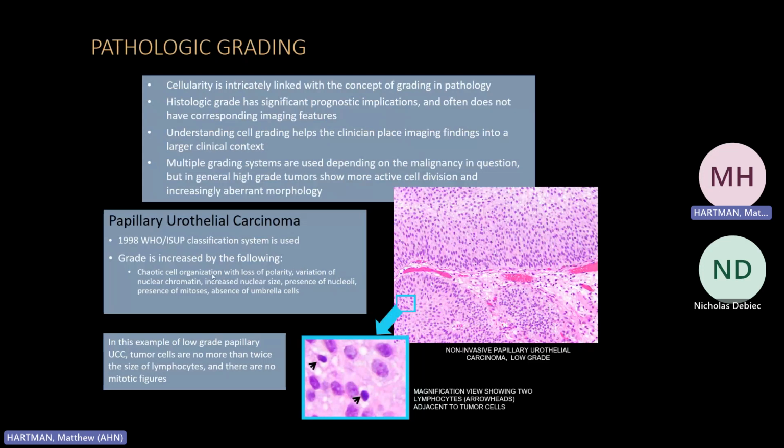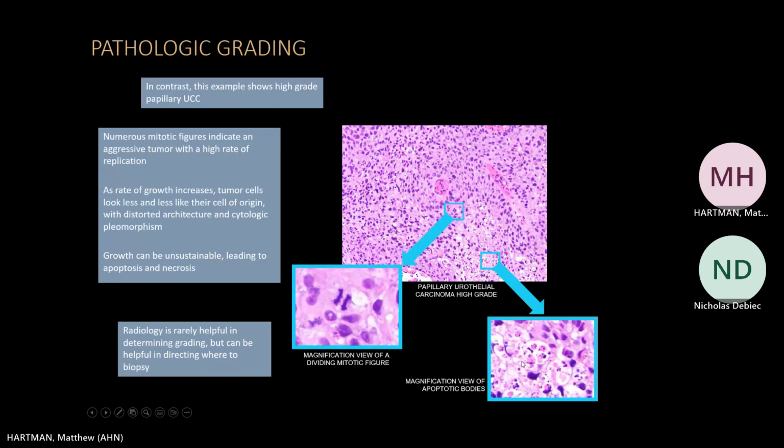And this is an example of a low grade papillary urothelial carcinoma, whereas this is a high grade. Here we see the mitoses, pleomorphic cells, all looking different. And this is a key concept, so I really want to highlight this: radiology is rarely helpful in determining grade.